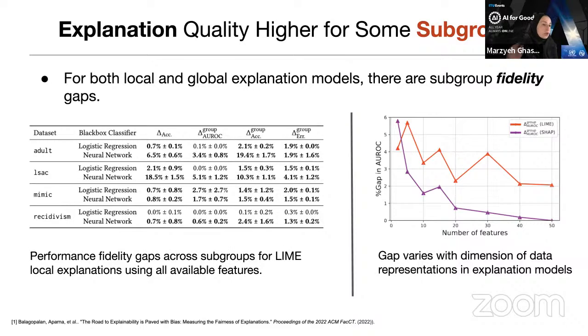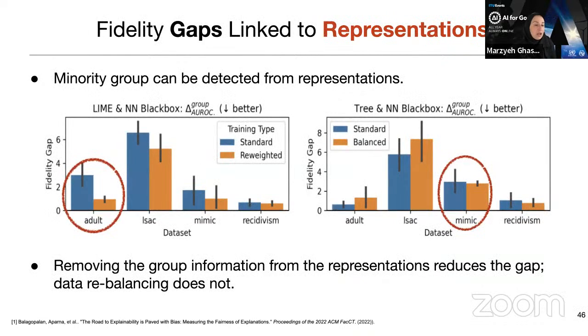What that means is using the explanation makes the model more unfair. And the gap gets worse as you make it more and more explained, as you make the dimensions smaller and smaller. And this is something that is linked to, again, spurious information. Your minority group can be detected from representations. If you remove the group information, it reduces the gap, but it doesn't get rid of it completely.